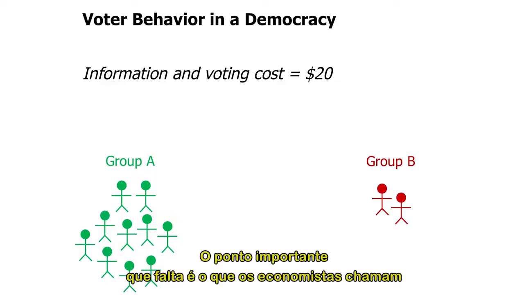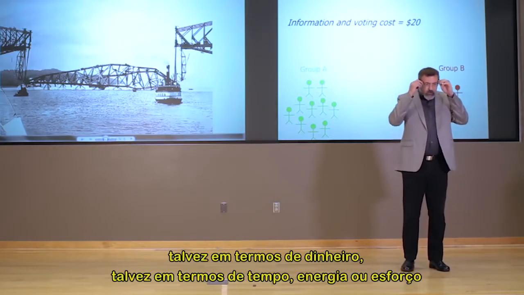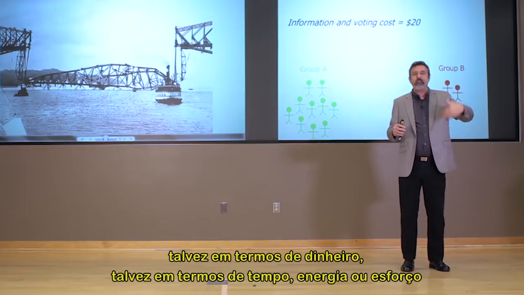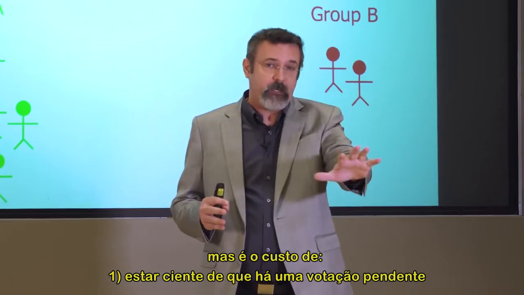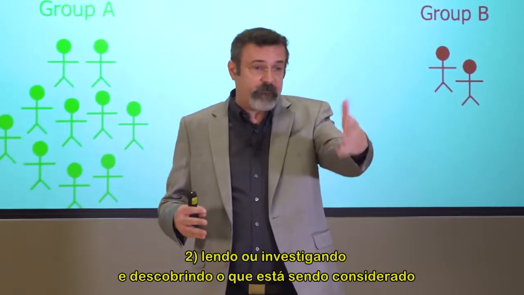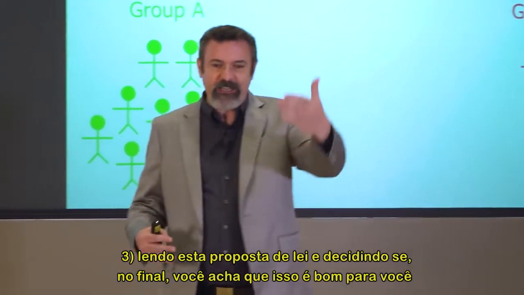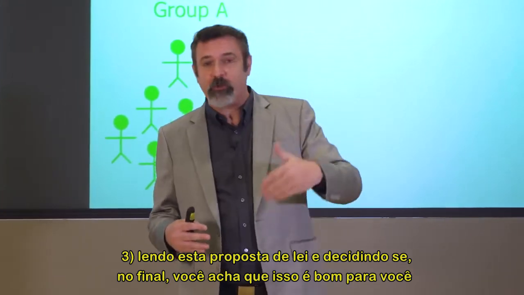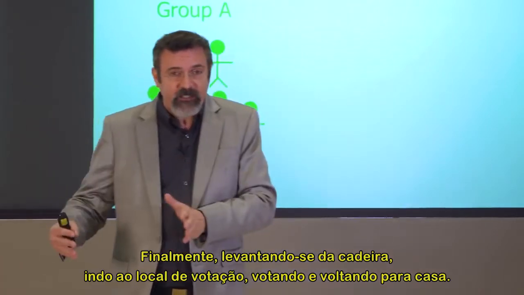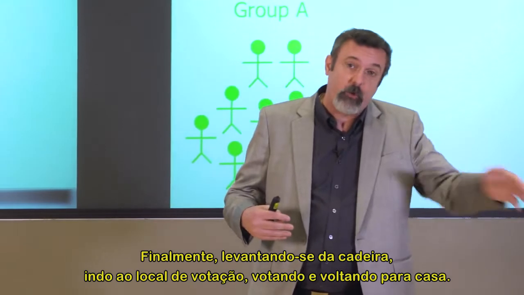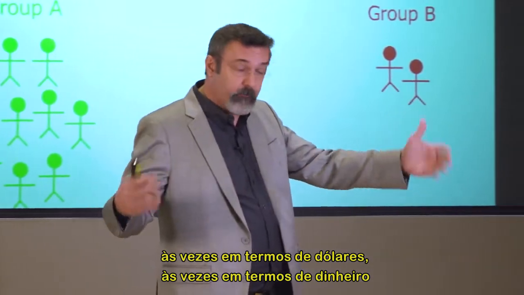And the important point it's missing is what economists call the information and voting cost. Information and voting cost is the cost, maybe in terms of money, maybe in terms of time and energy or effort, of first being aware that there's a vote pending; second, reading up or investigating and finding out what it is that's under consideration; third, reading this proposed law and deciding whether in the end you think this is good for you or bad for you, deciding how you're going to vote; and then finally getting up out of your chair, going to the voting place, voting, coming back home. All of that is costly, sometimes in terms of dollars, sometimes in terms of money, but it's costly.